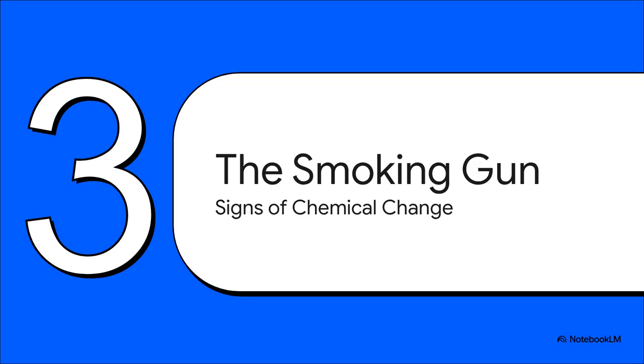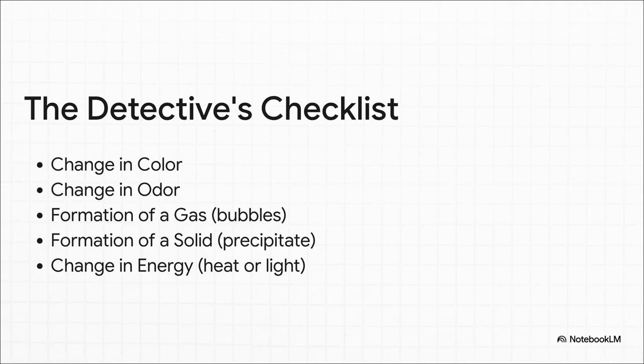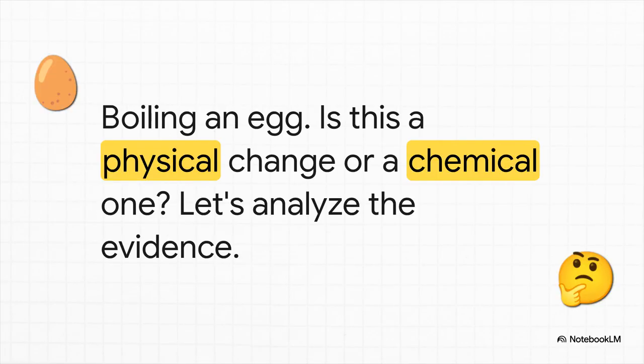So the big question is, how can you be sure you're witnessing a chemical change out in the wild? Sometimes it's obvious, but other times it's pretty subtle. As matter detectives, we need to know the telltale signs. You know, the smoking guns that prove a chemical reaction has really happened. Well, here it is, your official detective's checklist. If you see a sudden color change, like an apple slice turning brown, or a new smell, like milk going sour, or maybe bubbles start forming when you mix two liquids. If a new solid, what scientists call a precipitate, just appears out of nowhere, or if you see light and heat being produced, like from a campfire, you can be pretty darn sure you've just seen a chemical change in action.